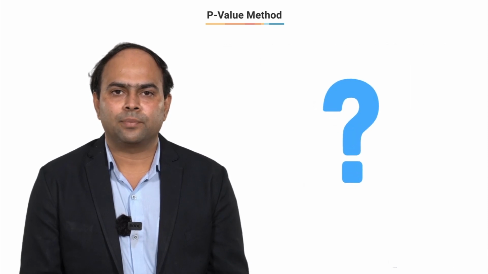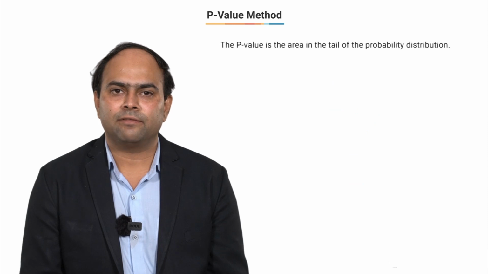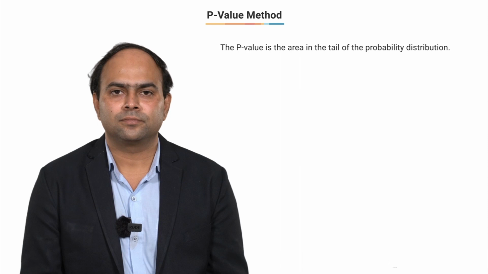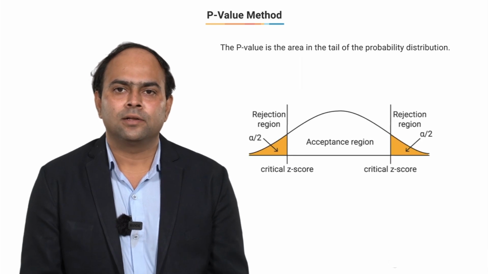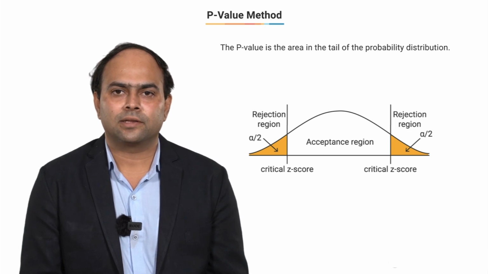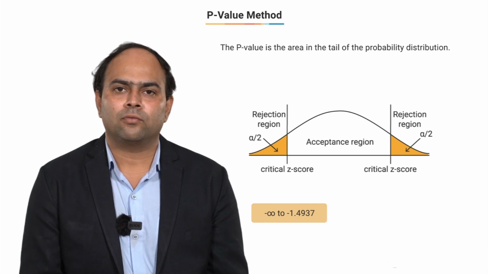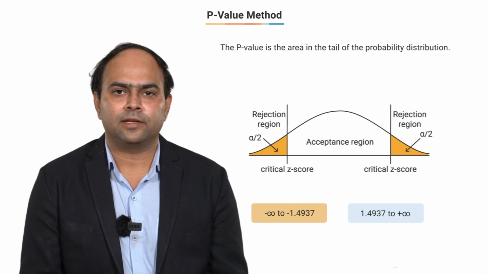How do we calculate the p-value? Graphically, the p-value is the area in the tail of the probability distribution. For our Max phone example, since this is a two-tailed test, we would need to calculate the area at both tails. Since our z statistic is 1.4937, the p-value will be the area from minus infinity to minus 1.4937 and from plus 1.4937 to plus infinity.